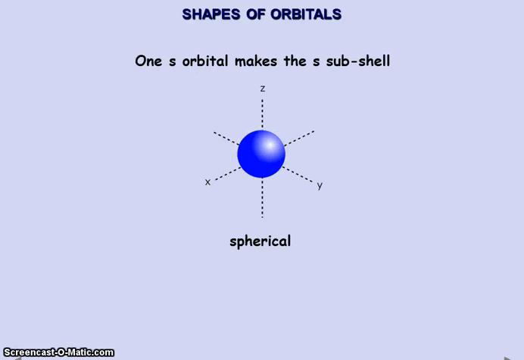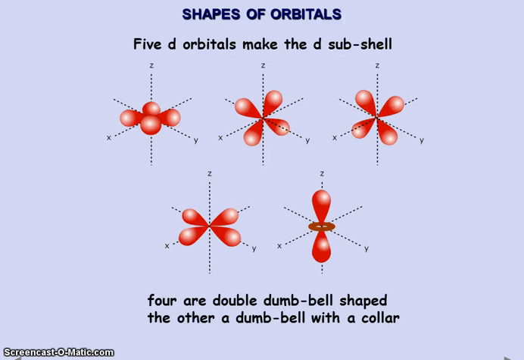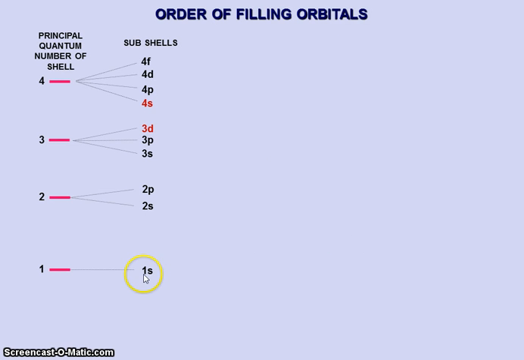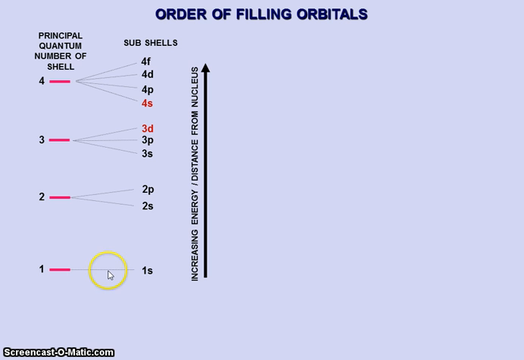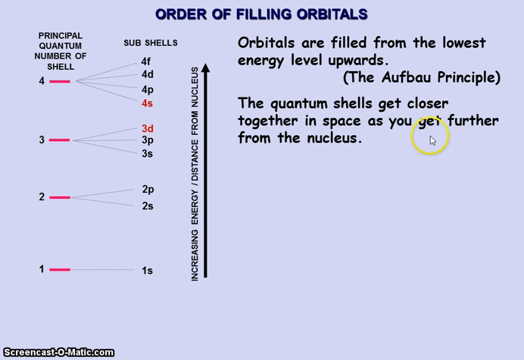And here are the shapes of some of the familiar orbitals. Spherical for the s subshell, the p subshell is dumbbell shaped, and then we've got these double dumbbells for the d subshell, and then the dumbbell with the collar. So we put our electrons in the lowest available subshell or energy level, because that's the Aufbau principle.